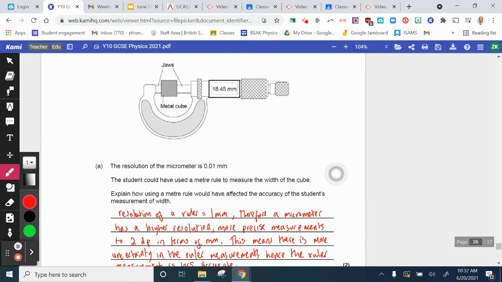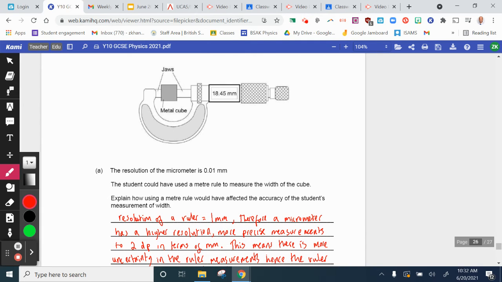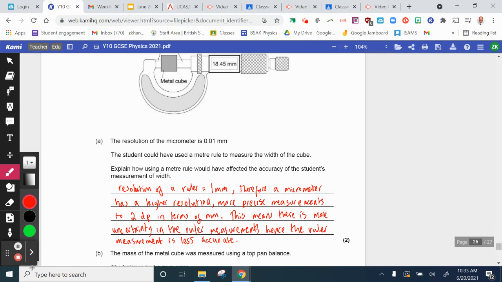So we know that when we look at a ruler, the smallest measurement that we can make is a millimeter. So the resolution of a ruler is a millimeter, whereas a micrometer can actually measure to 2 decimal places. So it's more precise. So therefore, a micrometer has a higher resolution, more precise measurements. And in actual fact, it's 2 decimal places in terms of millimeters. So this means that there is more uncertainty in the ruler measurement.